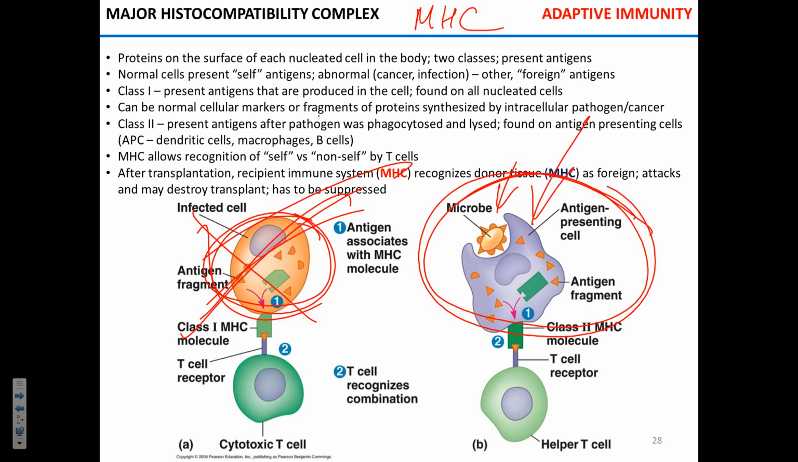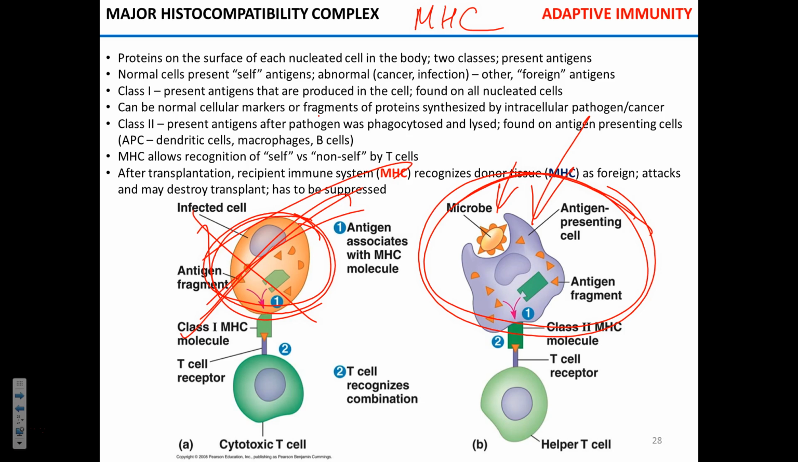And then T cells will recognize these antigens. Special cells called cytotoxic T cells will recognize antigen bound to MHC class 1. Helper cells will recognize the antigen bound to MHC class 2.